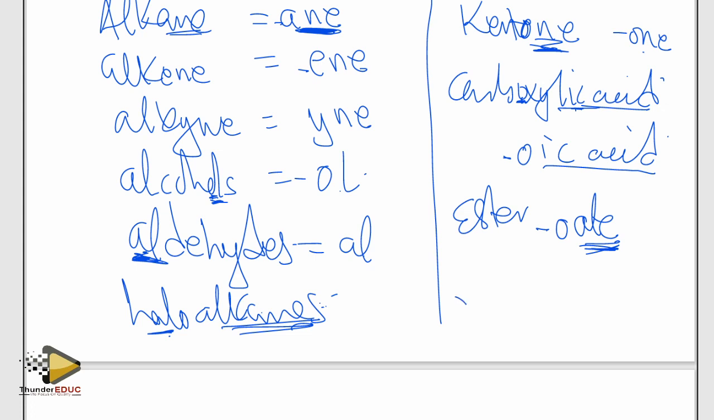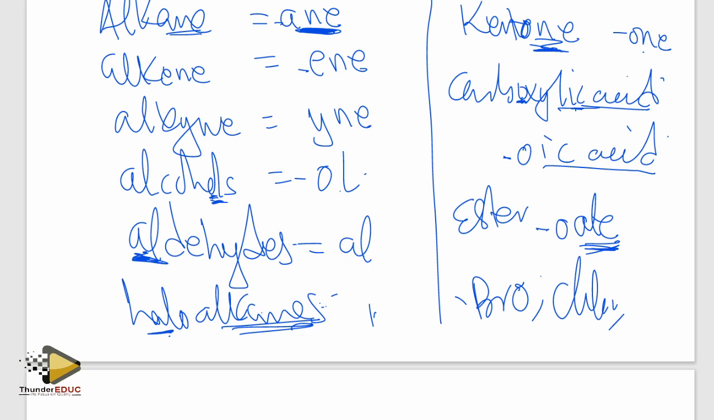If it is bromine, it's going to be bromo. If it is chlorine, it's going to be chloro. If it is fluorine, it's going to be fluoro. If it is iodine, it's going to be iodo. So basically, it depends on the halogen, the group 7 element you have used. I think I'm clear there. If you have any question, let me know.